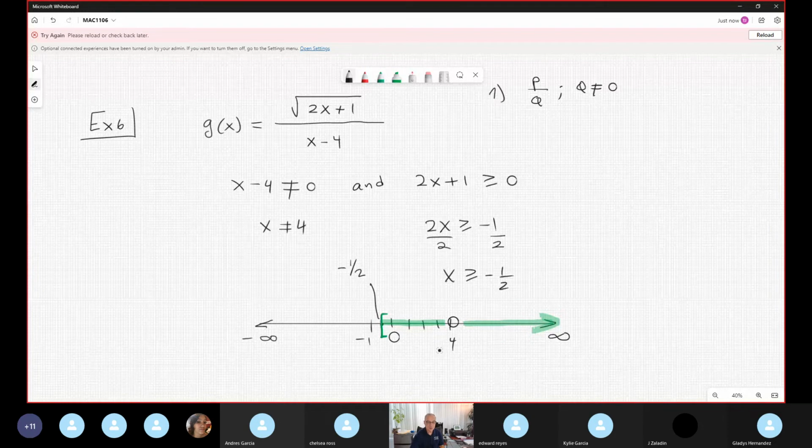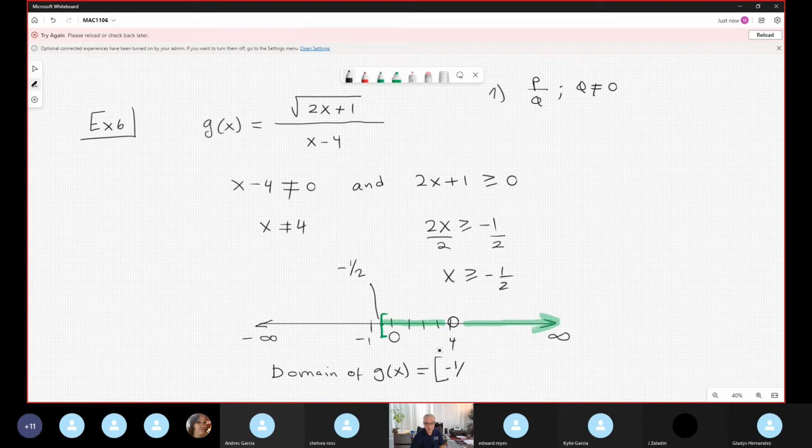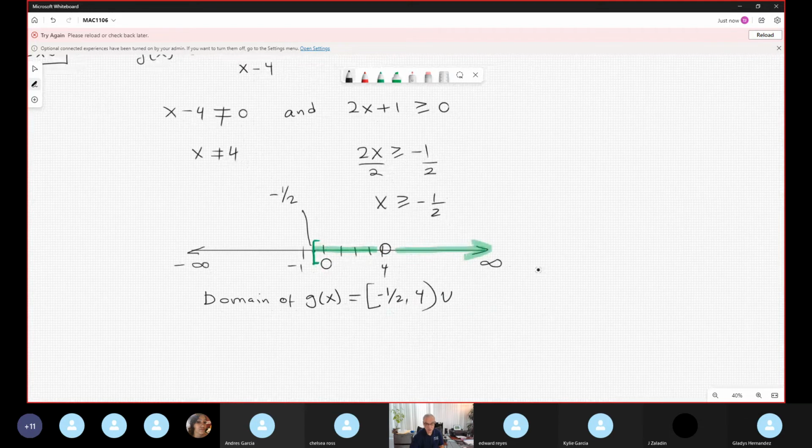Basically, to write the domain of the g function, it is that piece: bracket negative 1/2, comma 4, parenthesis, because we do not include 4, union, because it's 2 pieces and you connect the pieces by union, which is or, not and, parenthesis 4, infinity.